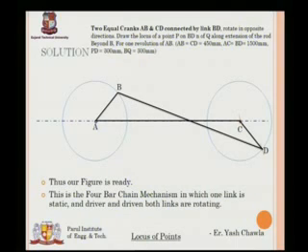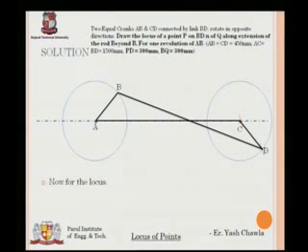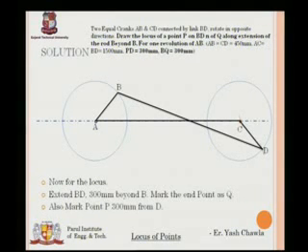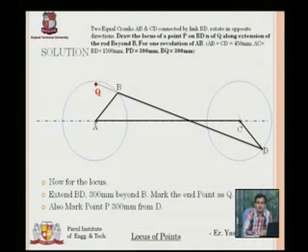Now I have to plot the locus. For plotting the locus, first of all I'll mark point Q. How will I do that? For point Q, I will extend BD from B, beyond B, 300 mm. How? Take a look at this. I have just extended this, put this point as Q. For this particular point, I have to find the locus.